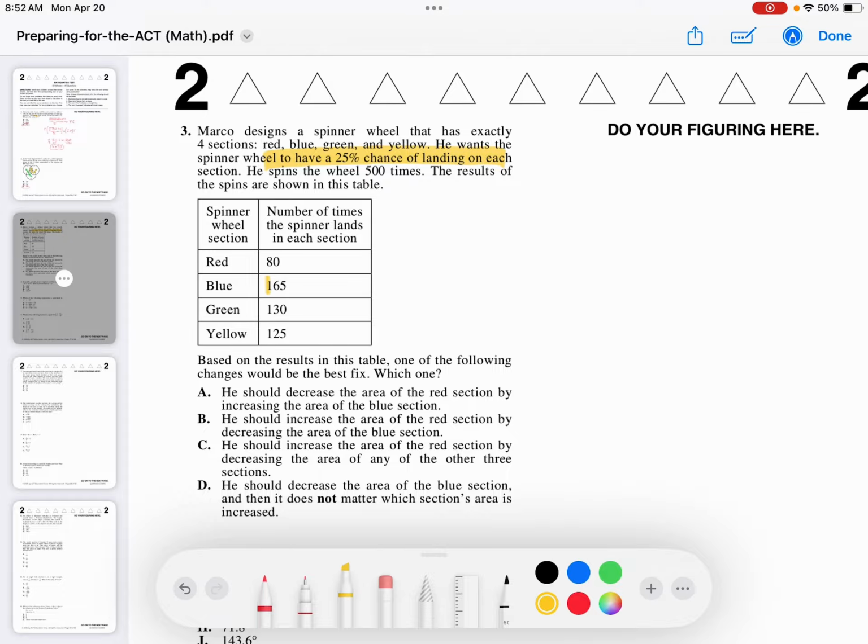And we can see that blue is pretty big, and red is pretty small compared to the others. So if we want to make them more equal, I'm going to need to make the blue one smaller and the red one bigger. So let's see if we find an option that says that. He should decrease the area of the red section by increasing the area of the blue. No. He should increase the area of the red by decreasing the area of the blue. Okay, that sounds more like it. We want the blue to go down, we want the red to go up. So there we go.